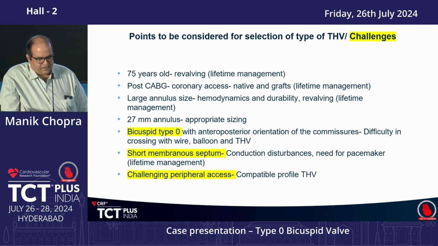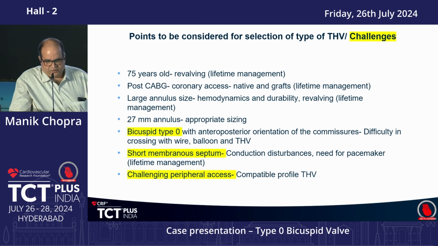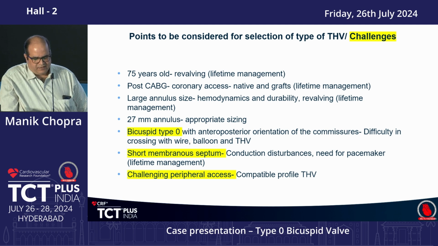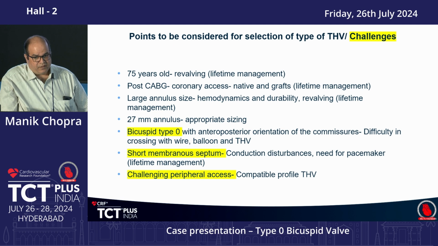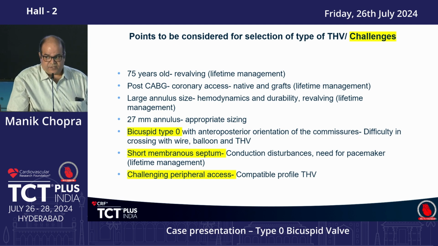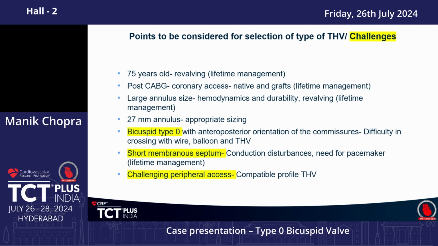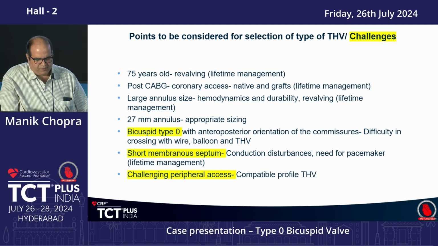Annulus 27, so we probably need to size this more appropriately because it's bicuspid. It's a bicuspid type 0 with anteroposterior orientation of commissures. So we need to understand that it would be difficult to cross with wire, balloon, and THV because the wire and everything has to transect the right cusp and then enter the orifice. It's a short membranous septum, likely leading to conduction disturbances, need for pacemaker, again a concern of lifetime management, and challenging peripheral access, so we need to understand what would be the best system which would go through this.